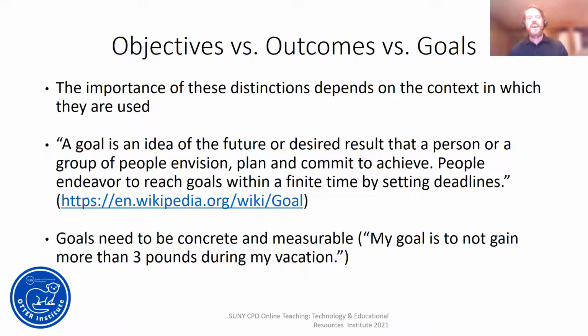Wikipedia. And here's the definition of what a goal is in Wikipedia. It's a desired result that either you or a group of people plan to commit to and achieve. And then the best part of goals, though, is that idea of a finite time by setting deadlines, right? So goals are time bound, just like our courses are time bound. There's only so much you can accomplish with your students in 14 weeks. And so therefore your goals need to be concrete and measurable.